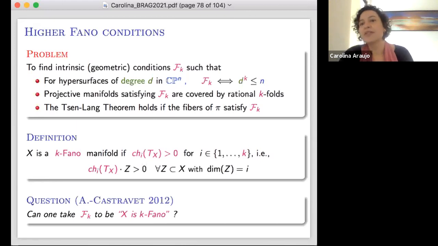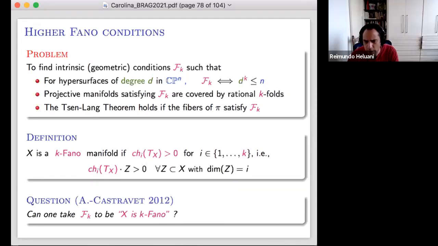Okay, so this is the motivation that led us to study these higher Fano varieties. And so Ana Maria and myself started to try to understand what are the special geometric features of these varieties. Yes, Raimundo? You have a question?